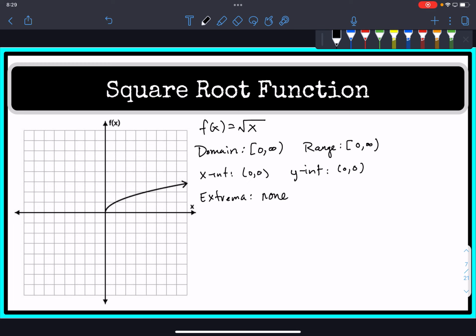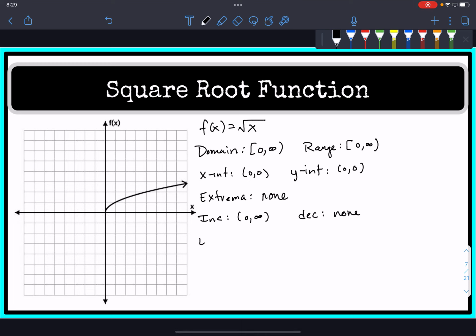Now, increasing and decreasing behaviors. Well, it's increasing on its domain, from 0 all the way to positive infinity. Again, since it only exists from 0 to positive infinity, and it's only moving in one direction, upwards, it's only increasing in that situation. So it doesn't decrease at all.